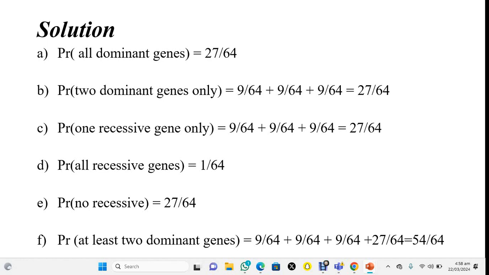Now try this one. I'll look out for your answer in the comment section. The probability for at most two dominant genes and at least one dominant gene. So those two questions, I would like you to work out the solution and I will look out for your answer in the comment section.